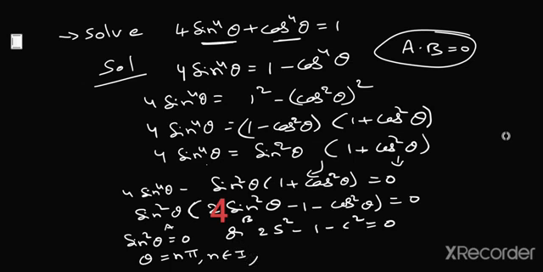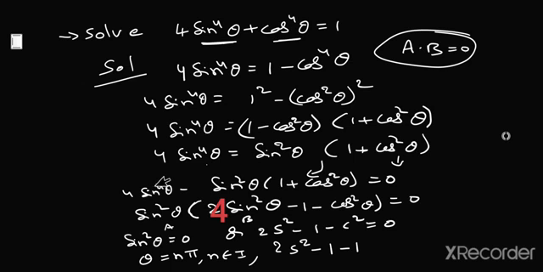What about this? Let us try to convert sin square into cos square or cos square into sin square. Then it will be in a single trigonometric ratio. So let us try to convert cos square into sin square. It will be 2 times sin square minus 1 minus, here cos square means 1 minus sin square.